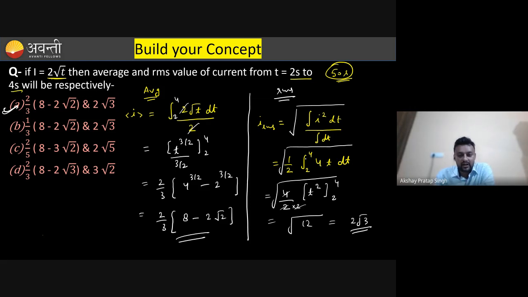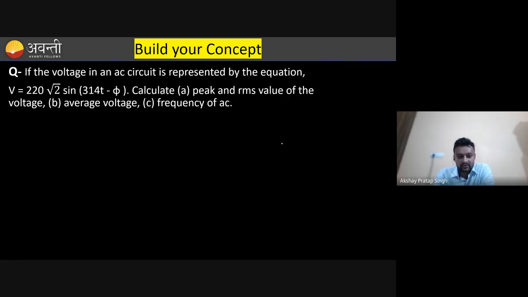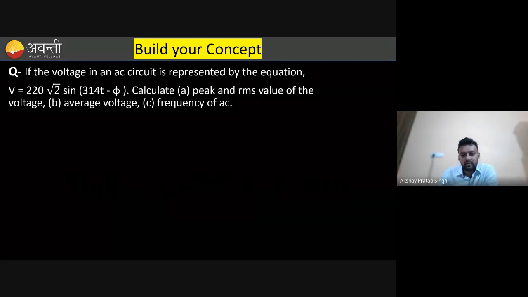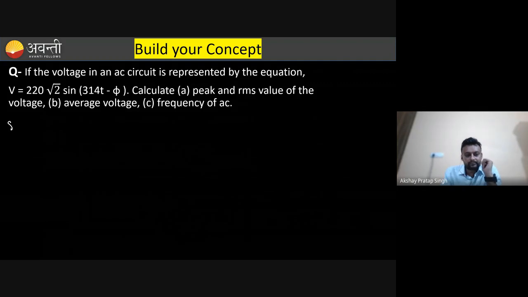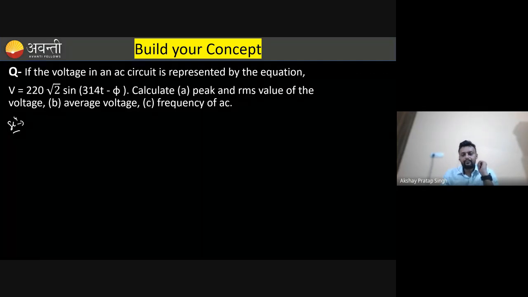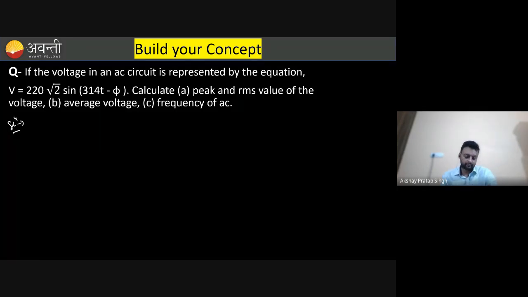And in the next question, I can't see there are options. Okay. Okay, simple question. Simple question. Can you do this question in homework? This is very easy. I don't think we need to give time to this.